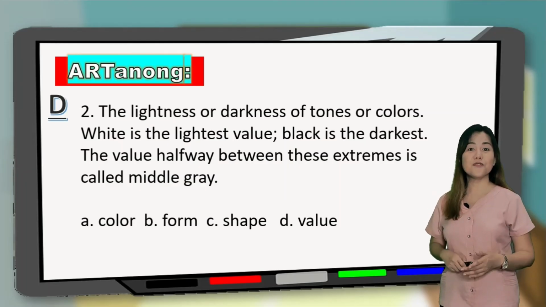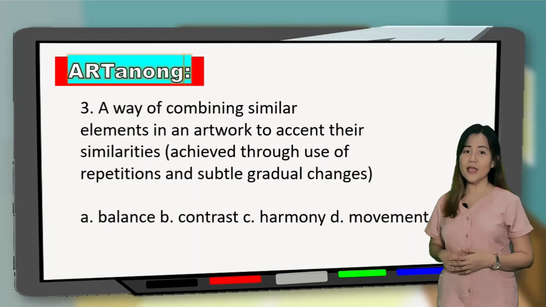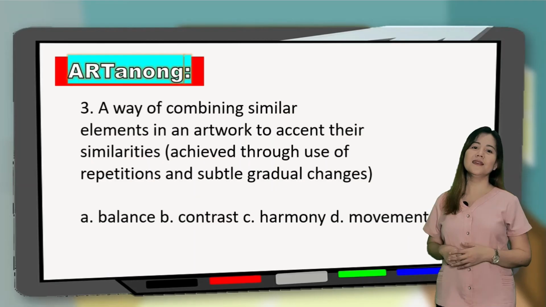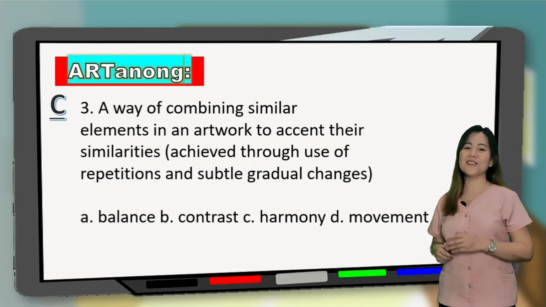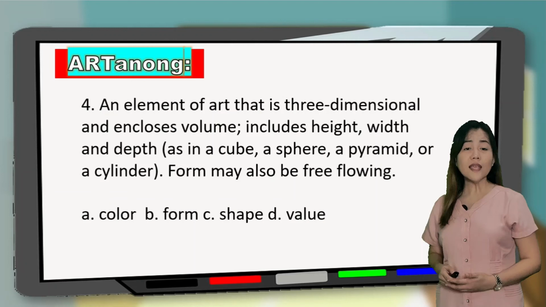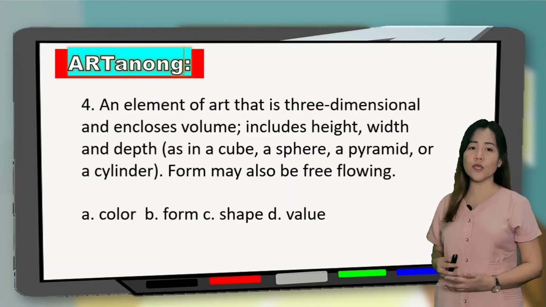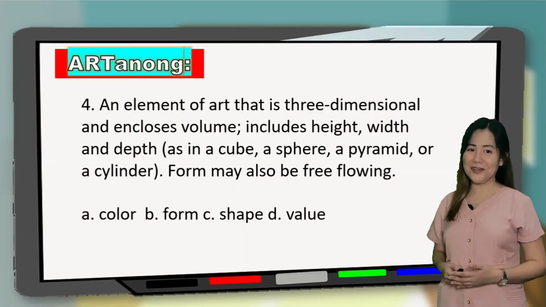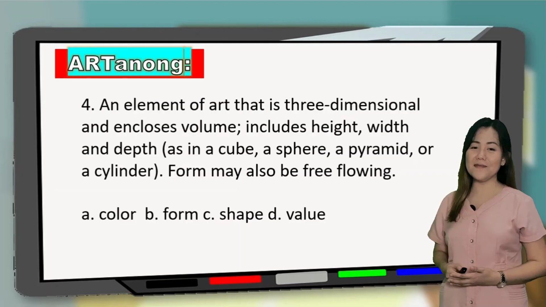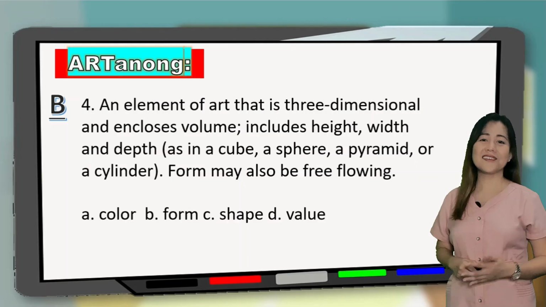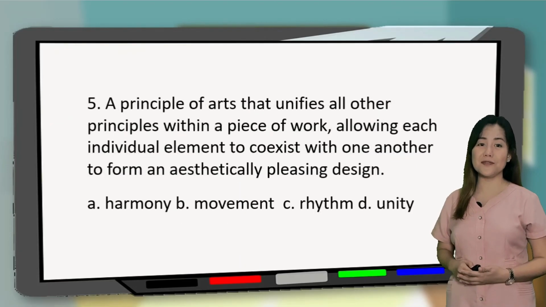Correct. It is value. For number 3, a way of combining similar elements in an artwork to accent their similarities. Is it A, balance, B, contrast, C, harmony? Correct. Letter C, harmony. For number 4, an element of art that is three-dimensional and in closest volume includes height, width, and depth. What is it? A, color, B, form, C, shape, D, value. Correct. The answer is letter B, form.